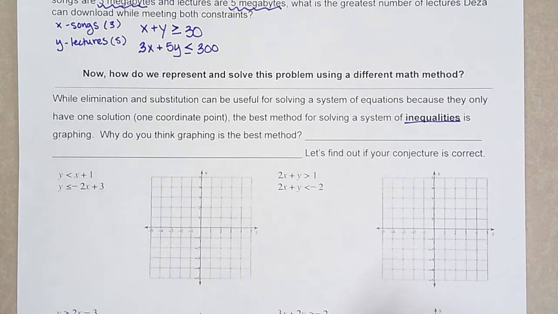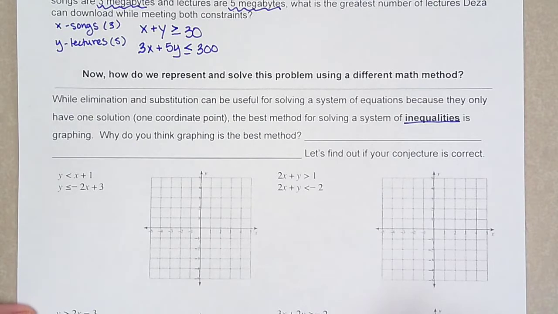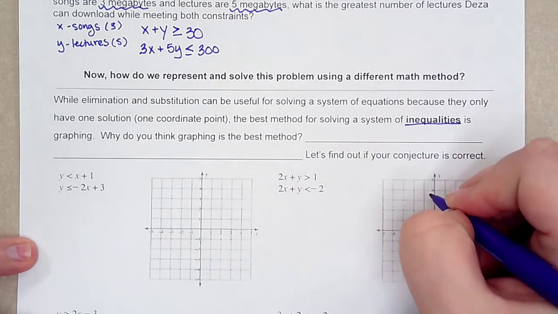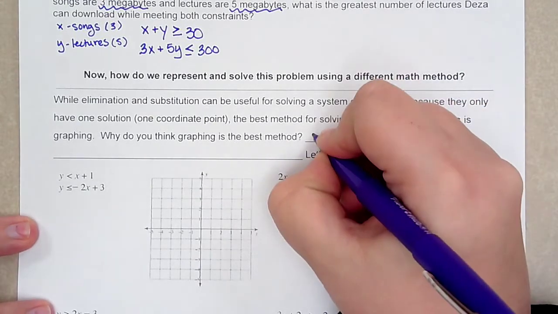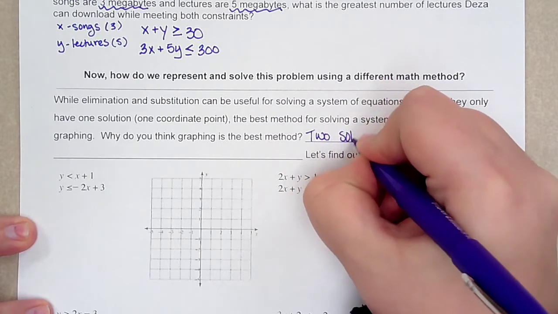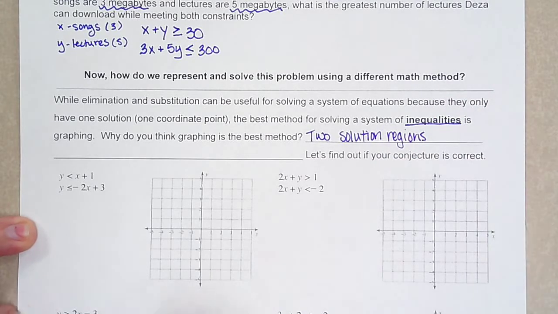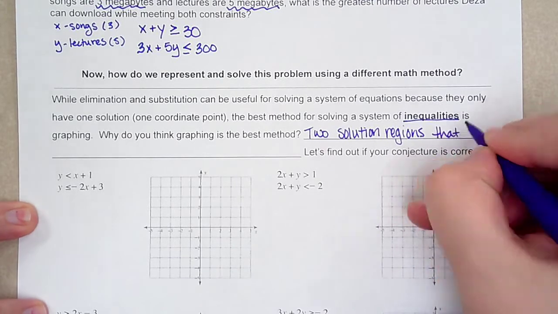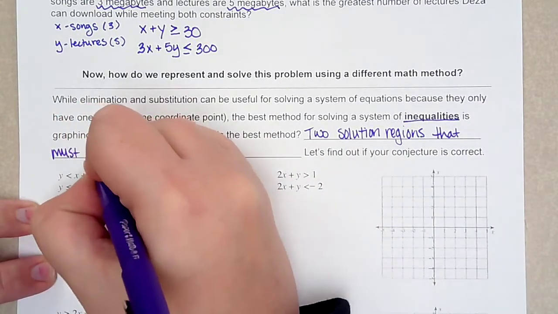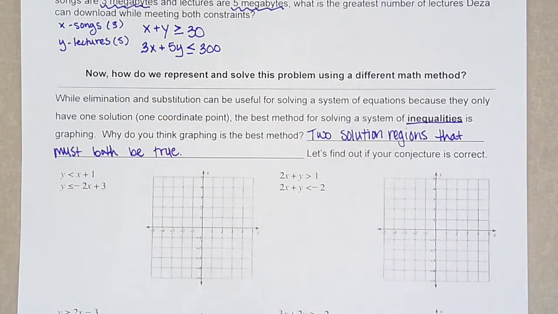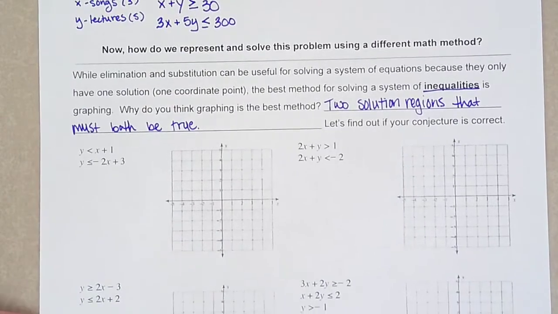Why do you think graphing is the best method? Well, if I was going to answer this, I would say that graphing is the best method due to the fact that we have two or more solution regions that must both be true. So let's find out if your conjecture or my conjecture is correct.